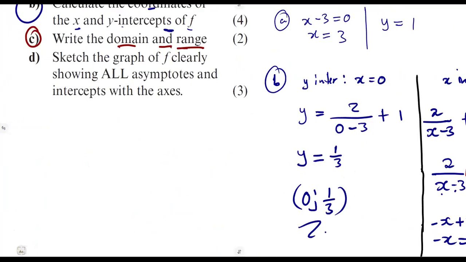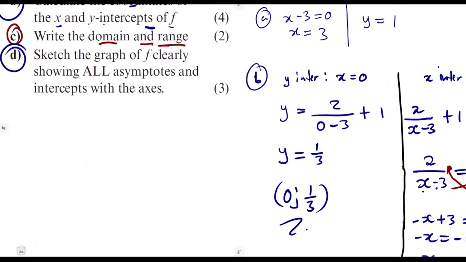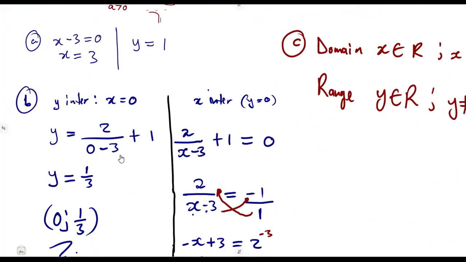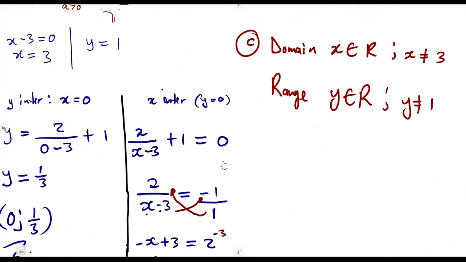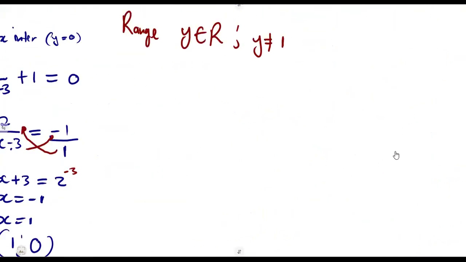Then we are now given to sketch the graph of f of x, clearly showing all, what is it you're supposed to show? All asymptotes and intercepts with the axes. So we need the asymptotes and also the intercepts. As you can see, the asymptotes are already there, 3 and 1. The intercepts are already there. So this is what we are going to need.